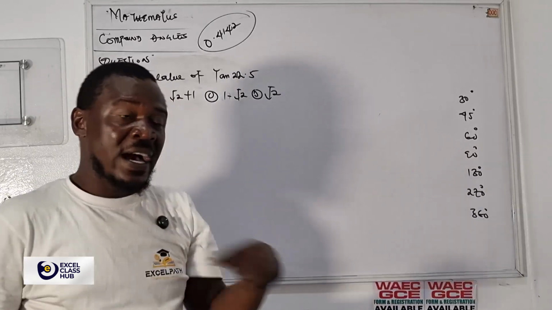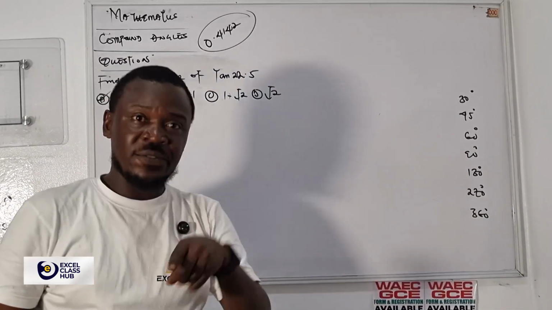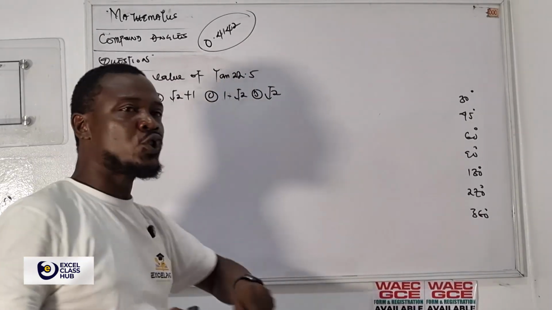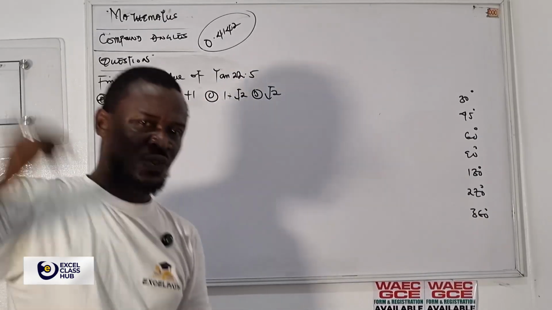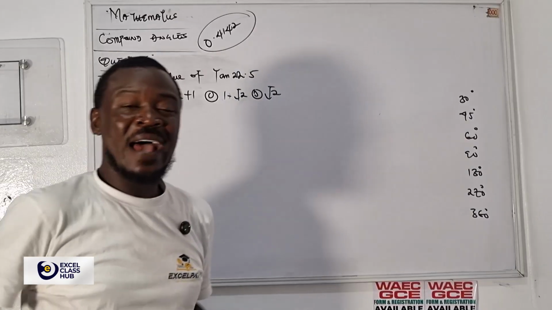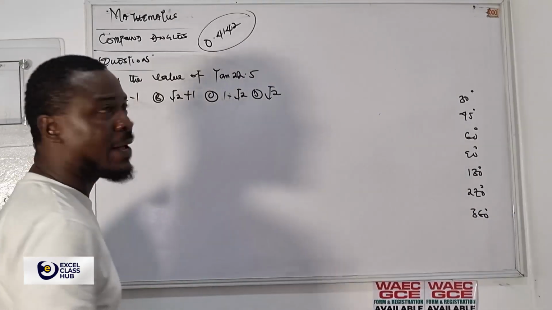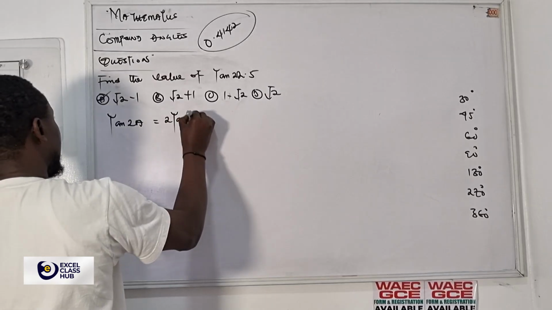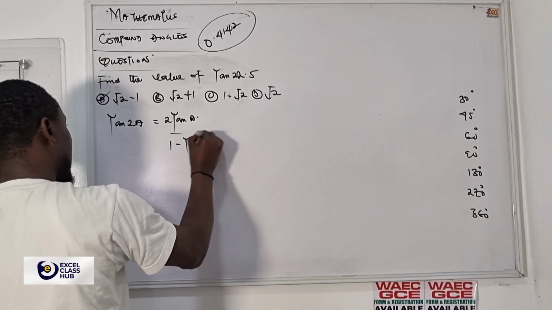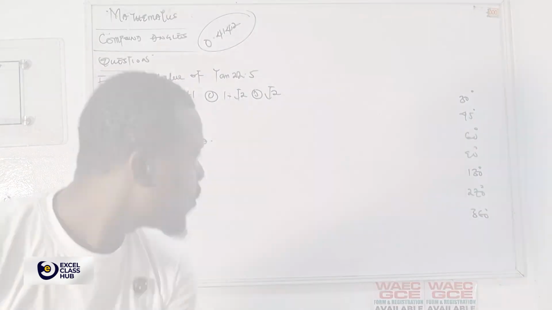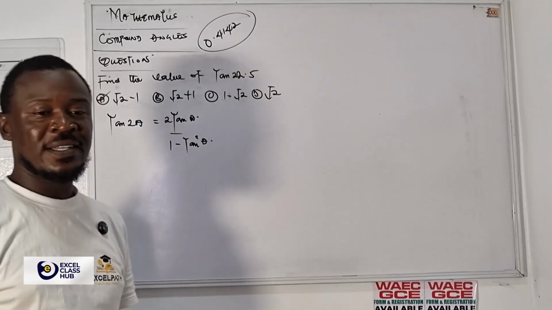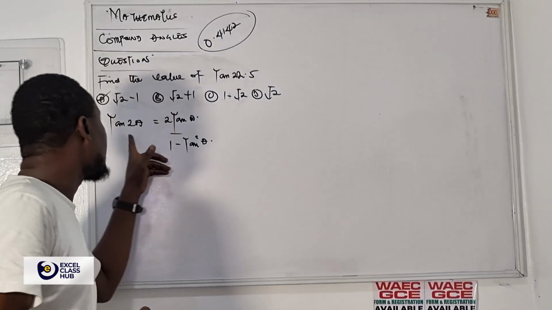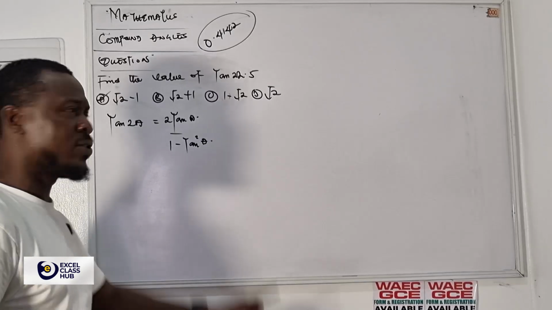I gave you three formulas for tan. Assuming there were two numbers I could add to give 22.5, I would have used tan A plus B. Or if there were two numbers I could subtract to give 22.5, I would have used tan A minus B. But the last formula I gave you for tan was tan 2A equals 2 tan A over 1 minus tan squared A. Since there are no two numbers that add or subtract to give 22.5, I'm going to use tan 2A equals 2 tan A over 1 minus tan squared A.